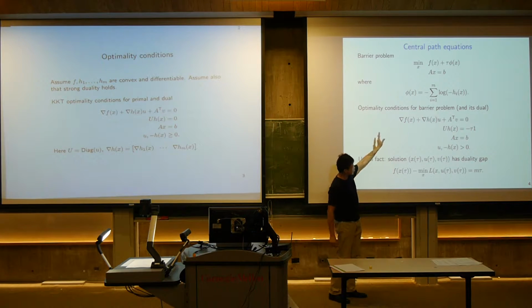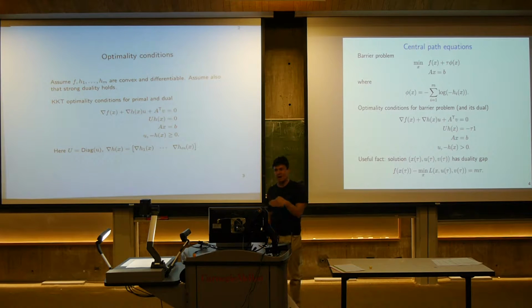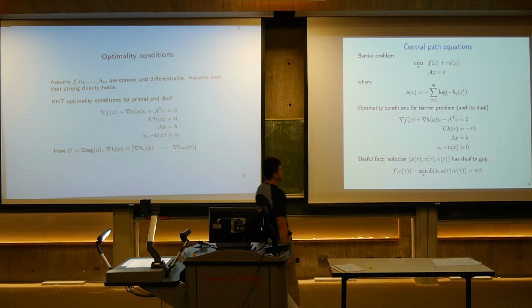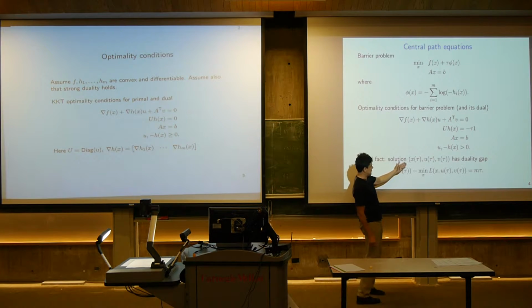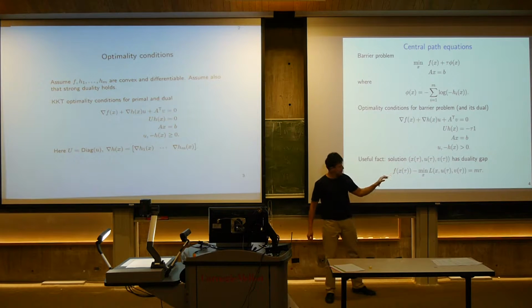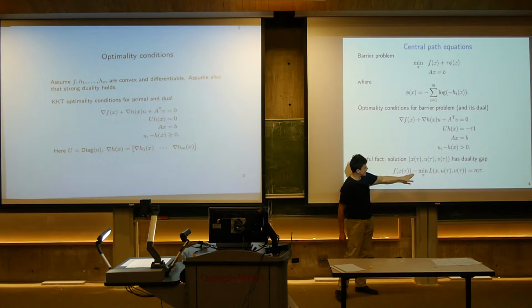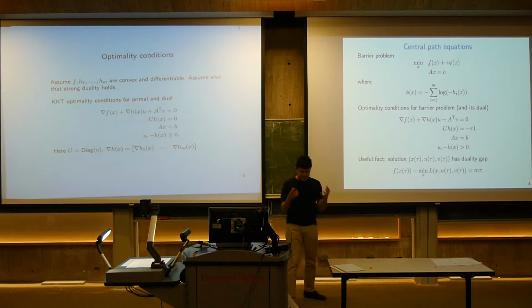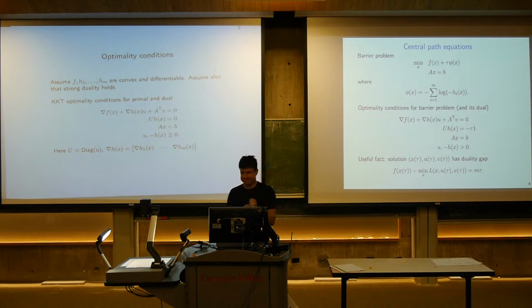The collection of the solutions to this system of equations for all tau is what we call the central path. If you have a point on the central path, we have this nice duality gap, and this is something that we did last time. If you look at the difference between the primal objective function and the dual objective function, then the size of that gap is m times tau.